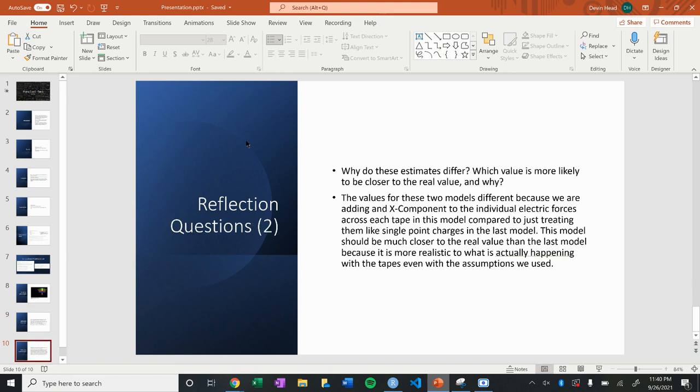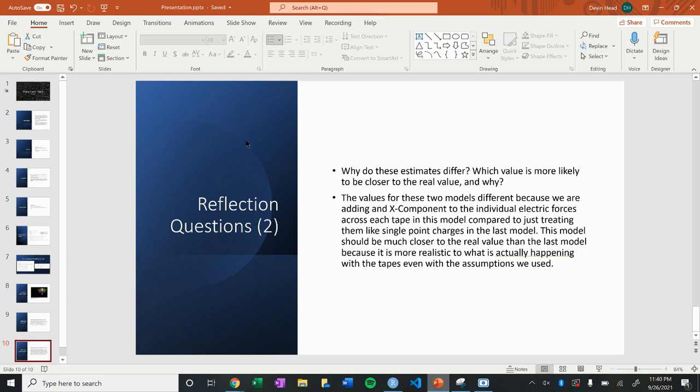and that's definitely significant in the way we're treating these two different models. And for the next one, we ask, why do these estimates differ, and which value is more likely to be closer to the real value, and why? And they're differing because we're adding an X component to the individual electric forces across each tape in the model compared to just treating them like a single point charge.